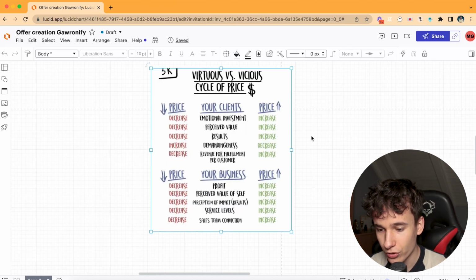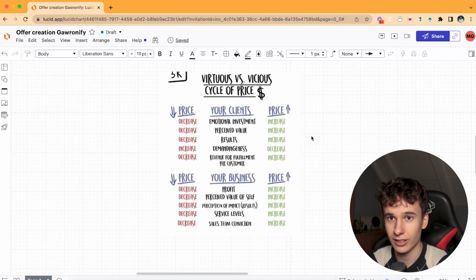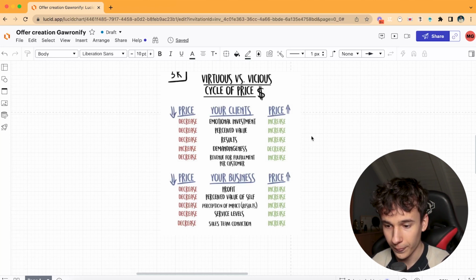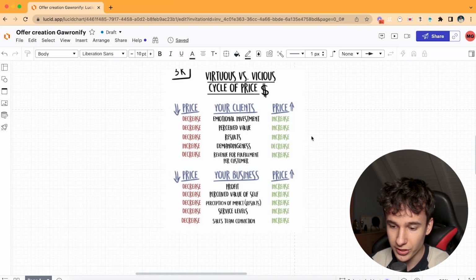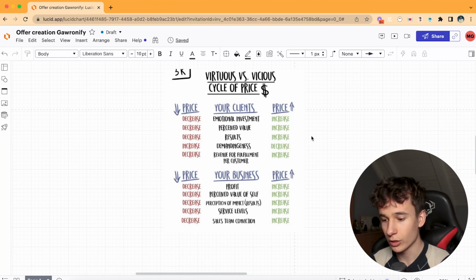And this is actually the second diagram from Alex Hormozi's book, and understanding this and switching your mindset will help you a lot. So this is a diagram that is showing what happens with your client if you increase or decrease the price. So if we increase the price, the emotional investment of your client increases. If we increase the price, the perceived value increases. And that one is really important. If we increase the price, the results also increase. So by actually increasing the price, we are helping our clients.